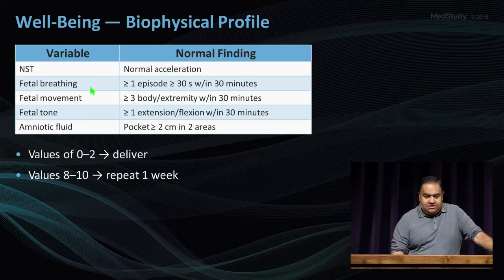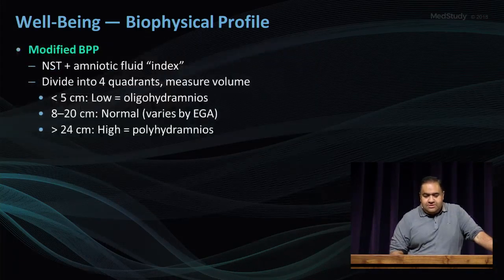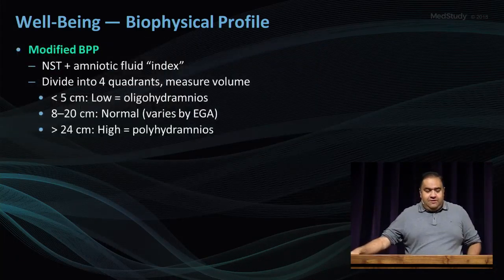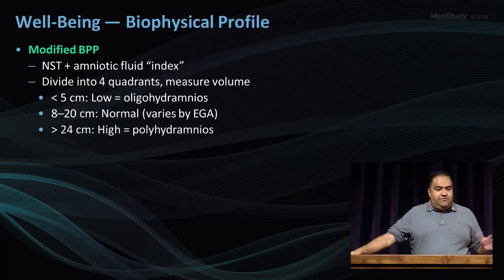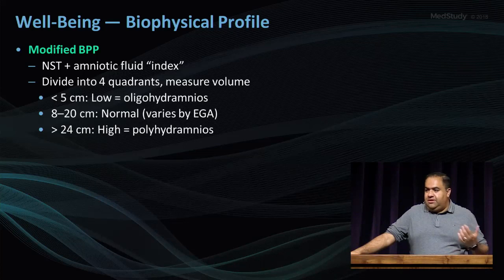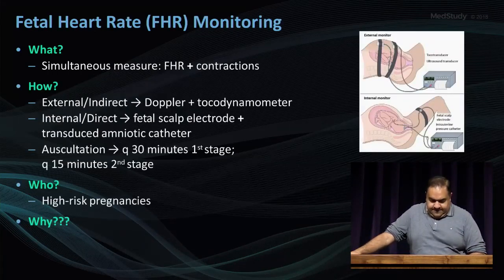And so here's the scoring pattern for the NST. See if there's acceleration, breathing, movement, tone, and the amniotic fluid index. Less than 0 to 2, deliver. 2 to 4 is where you've got to be very, very careful. 8 to 10, you just continue to repeat in a week's time. There's now a modified BPP that divides the amniotic fluid portion into different quadrants to determine a little bit more specifically if the baby's at risk.